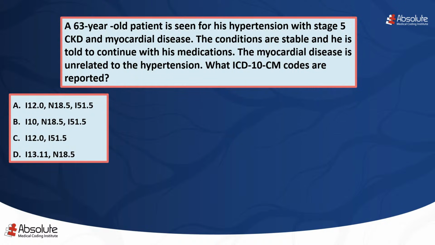Our last scenario: a 63-year-old patient is seen for his hypertension with stage 5 CKD and myocardial disease. The conditions are stable and he is told to continue with his medications. The myocardial disease is unrelated to the hypertension. What ICD-10-CM codes are reported? You guys got it? I'll give you about a minute and a half.